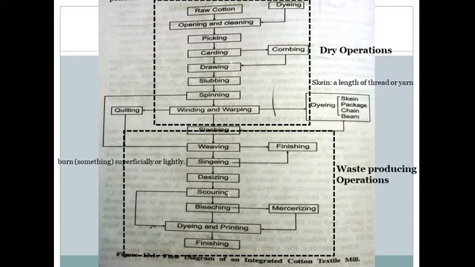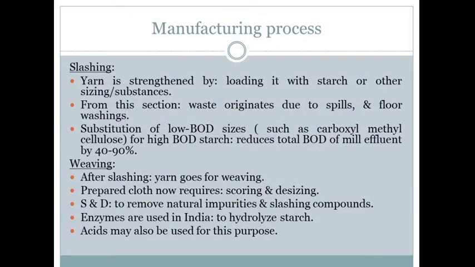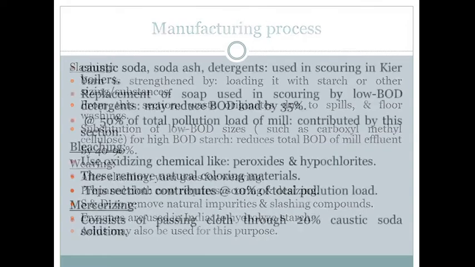Okay, so in slashing, yarn is strengthened by loading it with starch and other sizing substances. Weaving: after slashing, yarn goes for weaving and the prepared cloth is now ready. Scouring and desizing remove the natural impurities and slashing compounds. Enzymes are used in India to hydrolyze starch. Acid may also be used for this purpose.